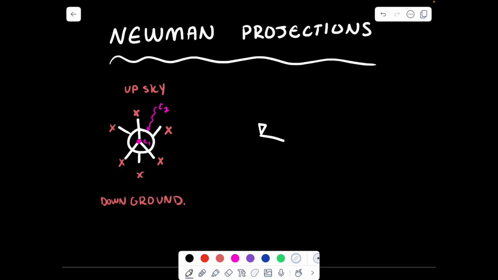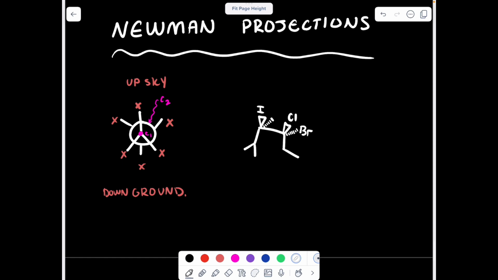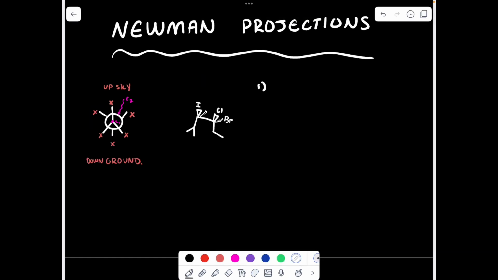So for example, if you were given this structure, let's say we were asked to draw the Newman projection. What would we do? Step 1, you must stand, and you must stand either on the left-hand side or the right-hand side. Hold with me. I'm going to show you what I mean by this.